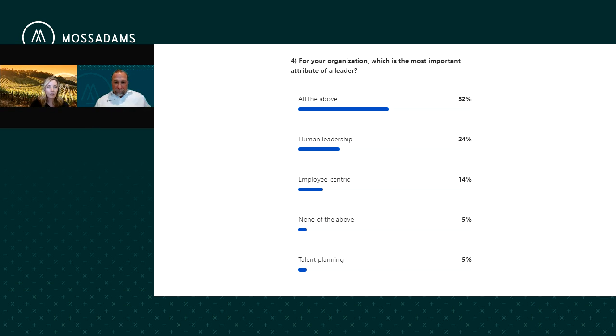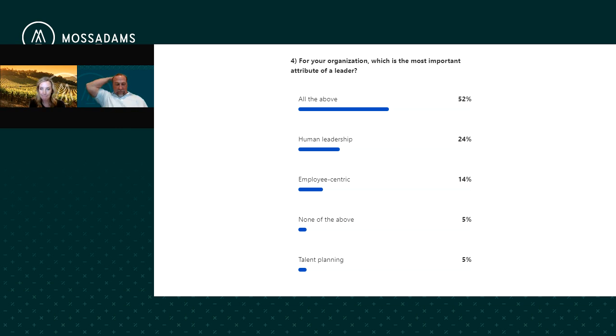Interesting. Human leadership, all of the above. Couldn't agree more, but definitely human leadership and then employee-centric. I agree. Yeah, building out the core competency for human leadership is really fundamental, I would say. Yeah, go ahead, Brett. Sorry.